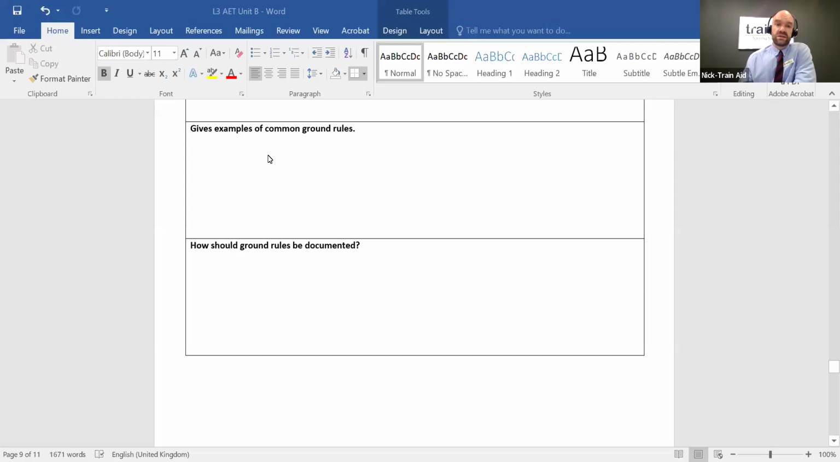Question number 3 is: give examples of common ground rules. So here we're just looking for some examples of ground rules. So maybe if you were to give 5 common ground rules as well. So what ground rules would I expect on the flip chart paper at the start of a lesson?